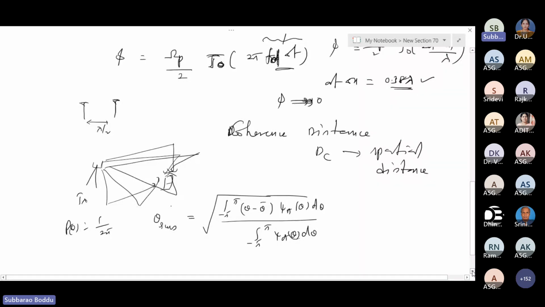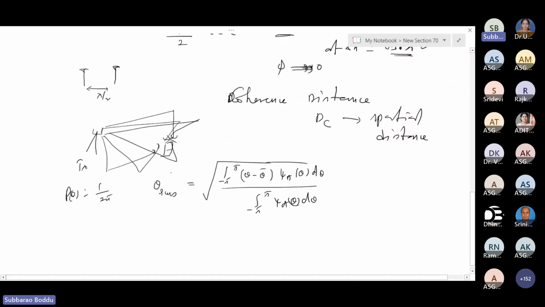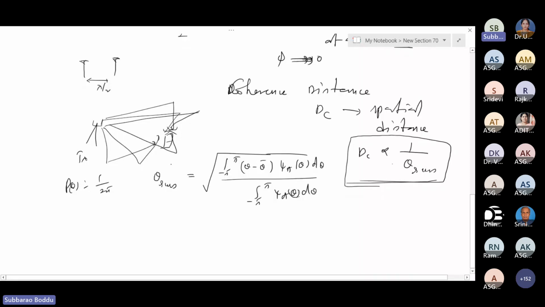This theta RMS would cause space selective fading. Like the time selective fading and frequency selective fading, this angular spread would cause space selective fading. Then we define the coherence distance. The coherence distance Dc is inversely proportional to this theta RMS. This is a very fundamental point in the space domain. So the coherence distance is proportional to 1 by theta RMS.